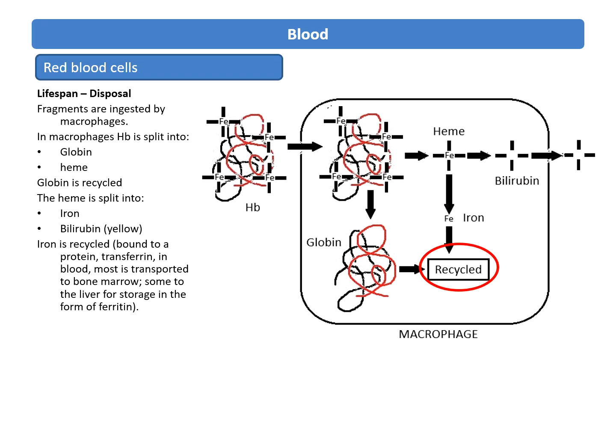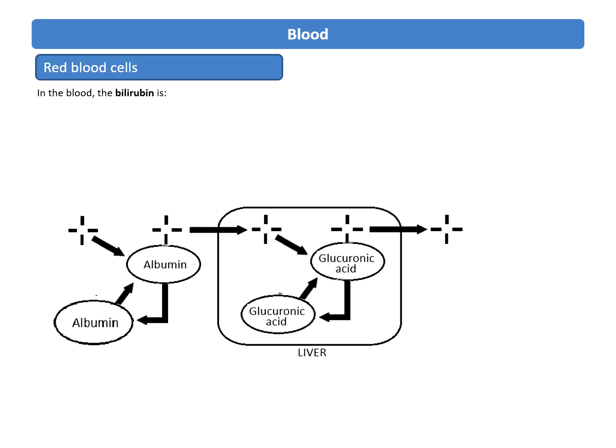The iron is recycled. It's bound to protein to be transported, transferrin, and then most is taken to the bone marrow. Some is taken to the liver for storage in the form of the ferritin, which we mentioned. Bilirubin then is released from the macrophage into the blood.